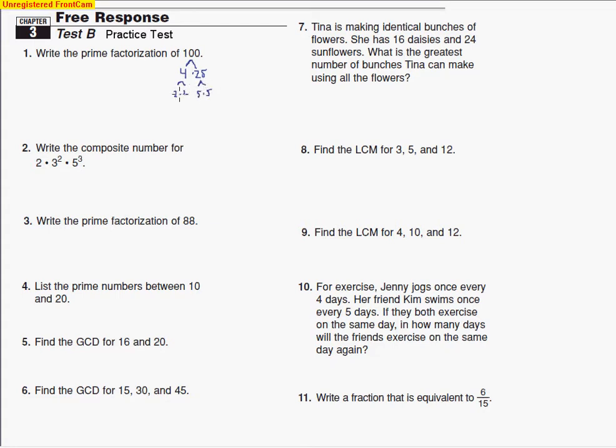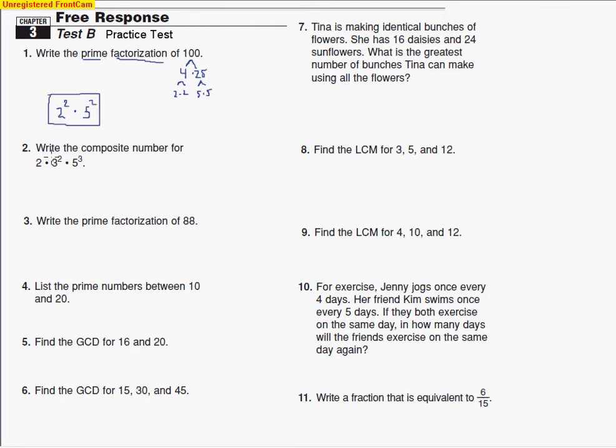So once I've got it in this form where each of these factors is a prime number, then I have completed the prime factorization. So I'm going to write the answer this way. Since there's two 2's, I can write 2 squared times, again, since there's two 5's, I'll write 5 squared. That is the answer I'm looking for.